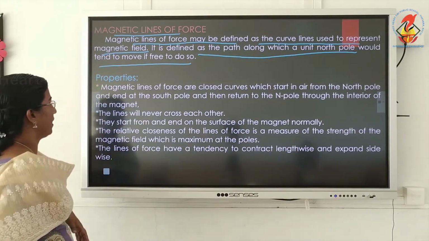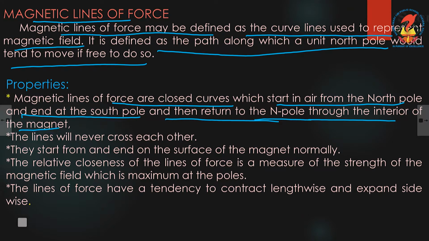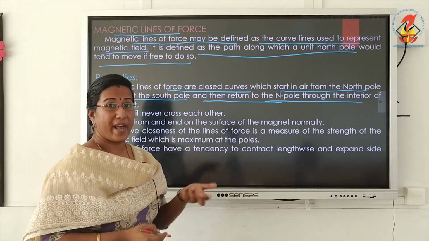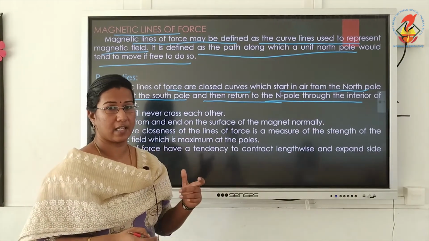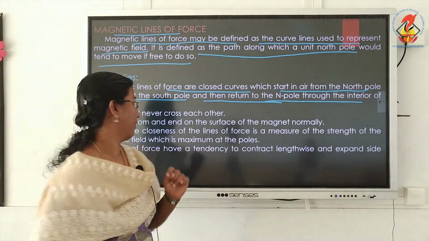The first property is it is a closed curve which starts from the north pole of the magnet and ends in the south pole outside the magnet, and inside they return to the north pole through the interior. So outside the field lines are from north pole to south pole, whereas inside the magnet the field lines are from south to north, which means they form a closed curve.